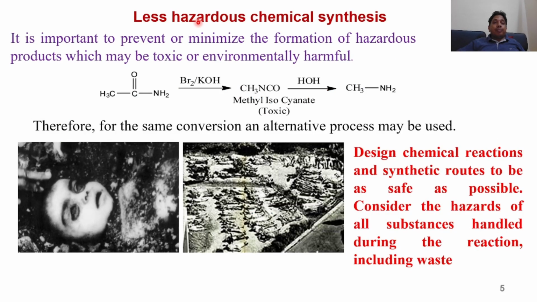The third principle, less hazardous chemical synthesis. In a process, it is important to prevent or minimize the formation of hazardous products which may be toxic or environmentally harmful. Here we can see one example, the Bhopal gas tragedy. There is one pesticide company which was synthesizing methylamine. One of the intermediate products is methyl isocyanate. In the year 1984 this incident happened.